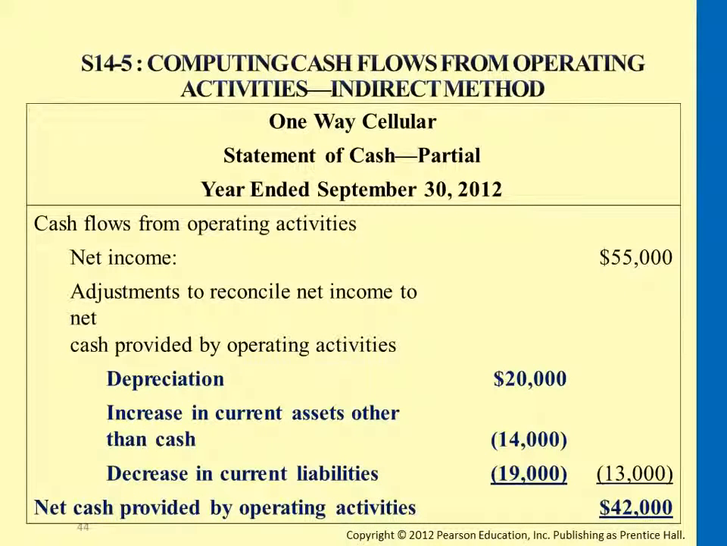The $55,000 is already listed there. Depreciation you added. Increase in current assets subtracted. Think of the example of accounts receivables. If we have increased accounts receivables, sales revenue increased, but this is not cash, so we subtract. Okay, decrease in current liabilities basically means we paid off some of the liabilities, so we use up the cash, so we subtract $19,000. So overall net cash provided by operating activities is $42,000.